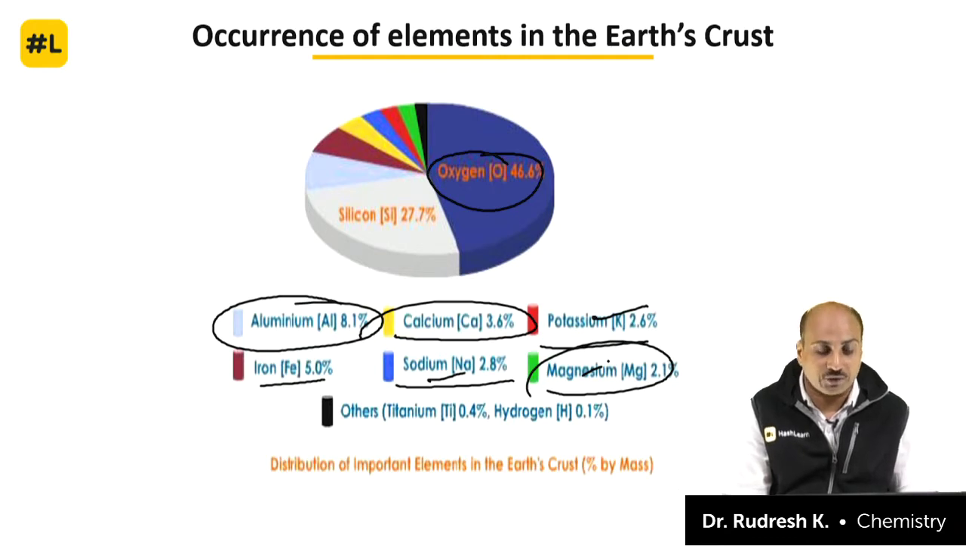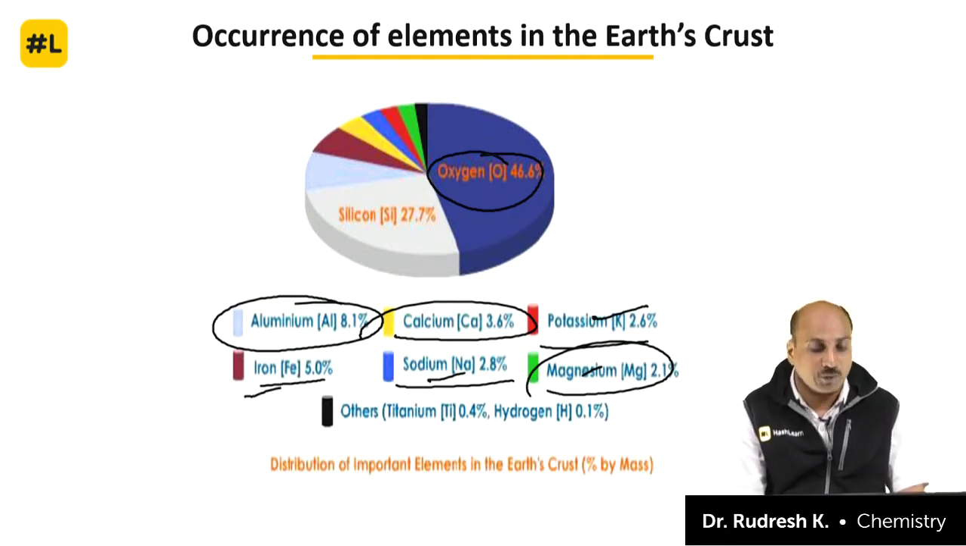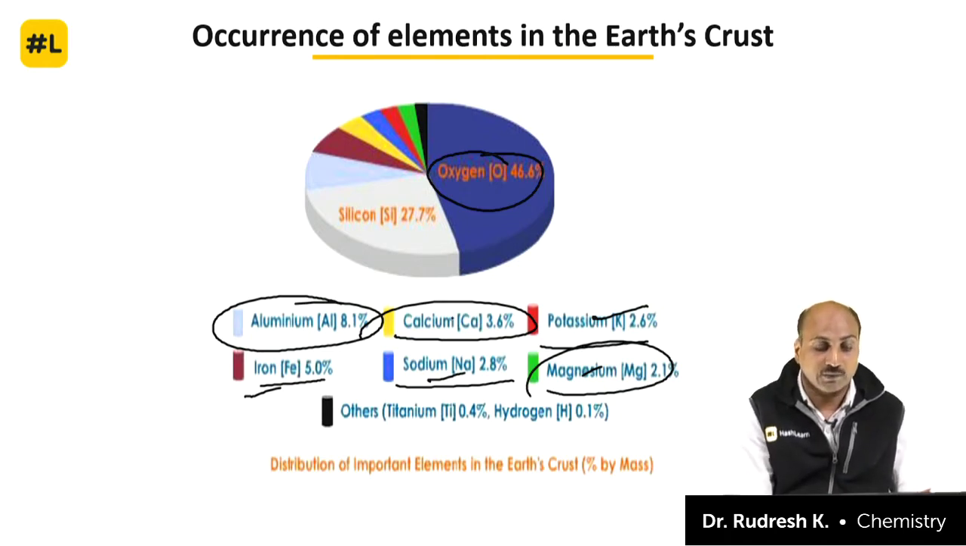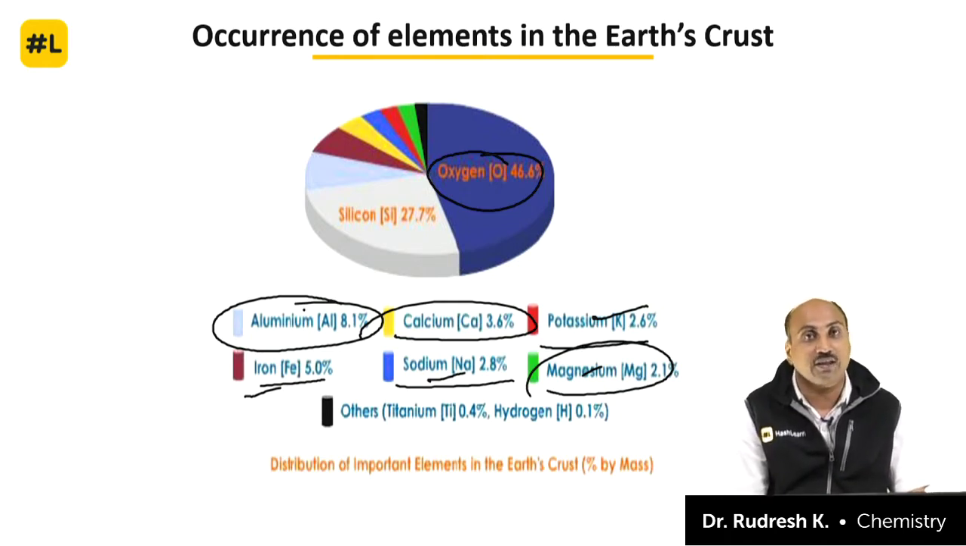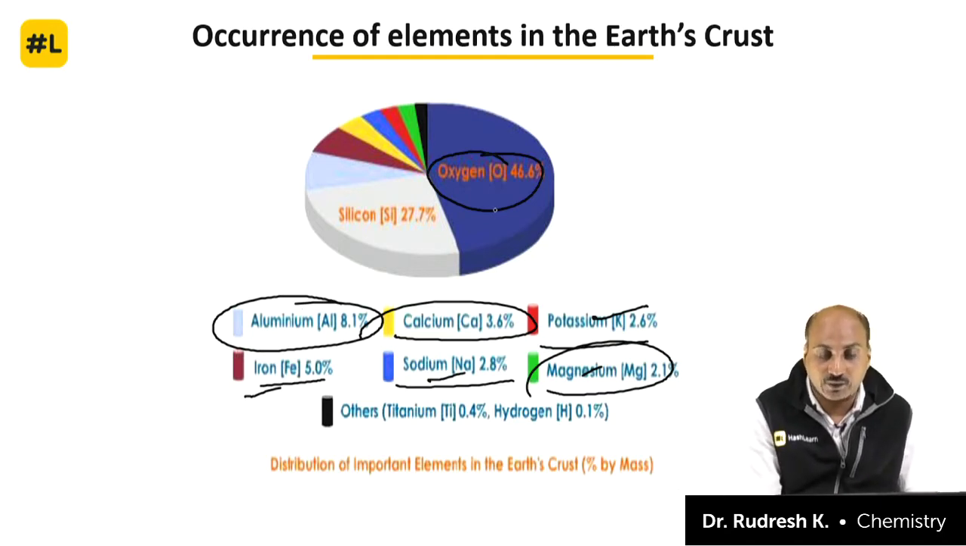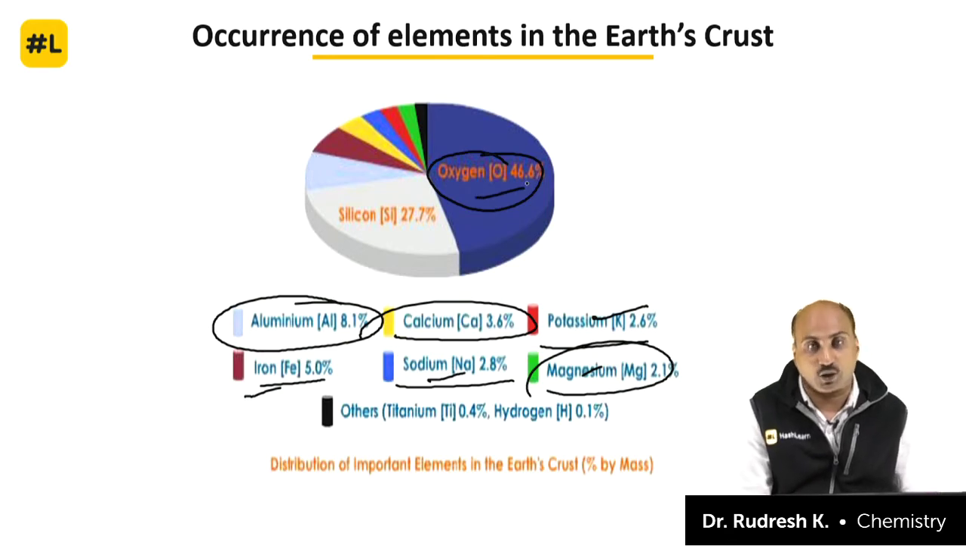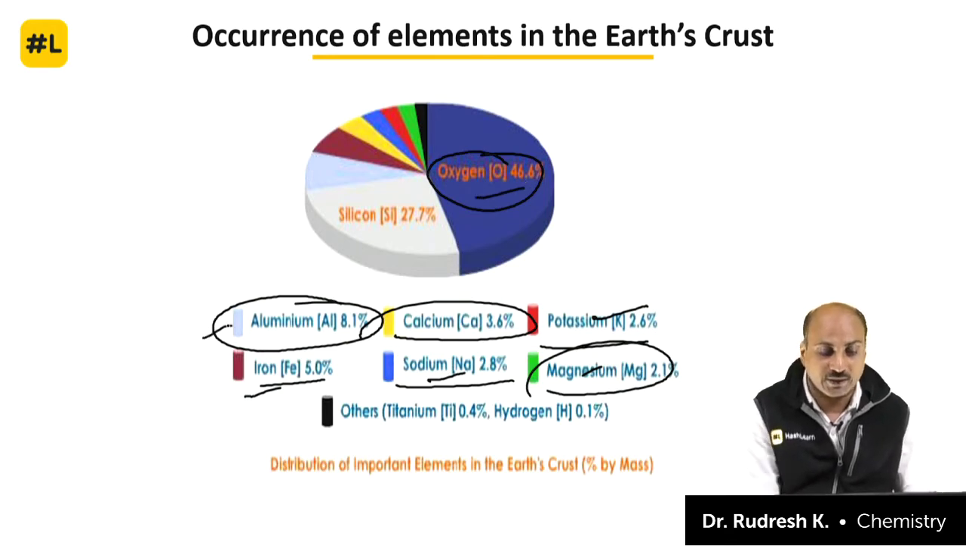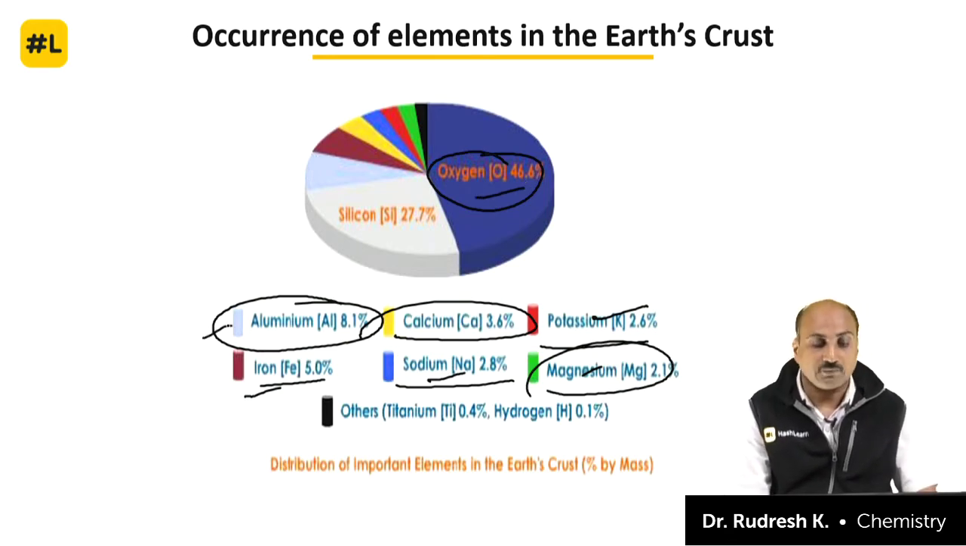All of them are highly reactive, which means they exist in the form of their chlorides rather than oxides, carbonates or sulfates. Iron exists in the form of oxide, calcium basically exists in the form of carbonates, whereas aluminum once again exists as oxides. So the most abundant element in nature is oxygen, and the second most abundant element is aluminum.